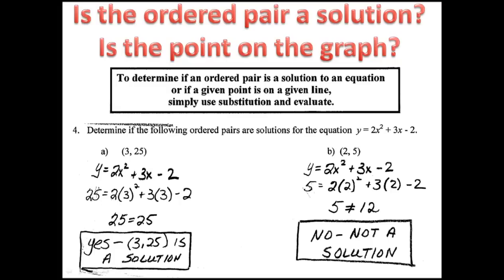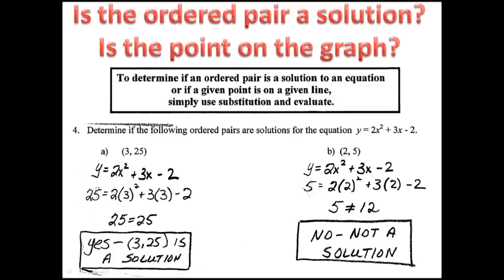The first thing I did was put my x's in parentheses, and then I plugged the numbers in. On part A, I ended up with 25 equals 25, which is true, so that is a solution. On part B, I ended up with 5 equals 12, which is not true, so that one is not a solution.